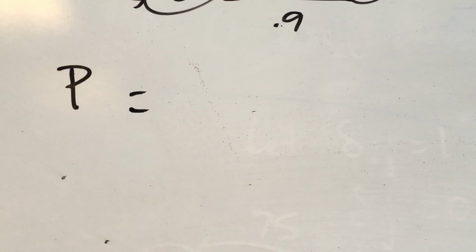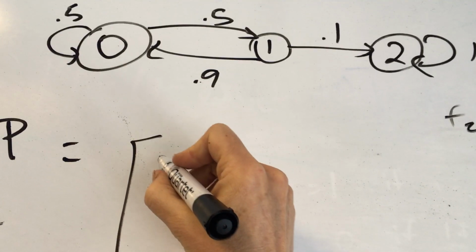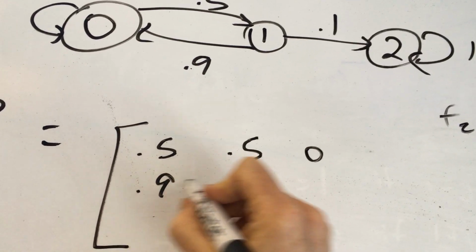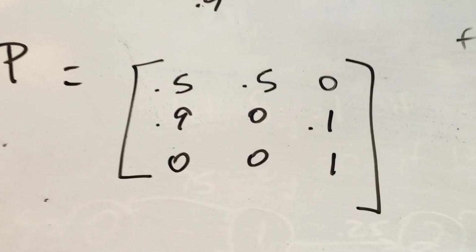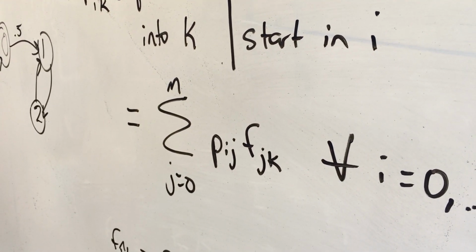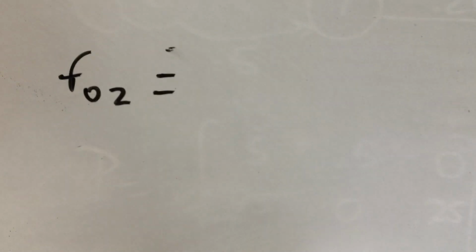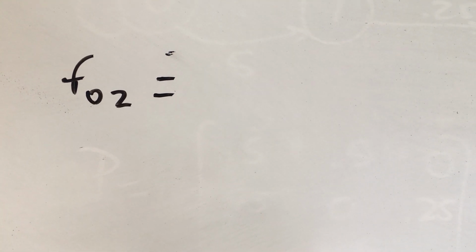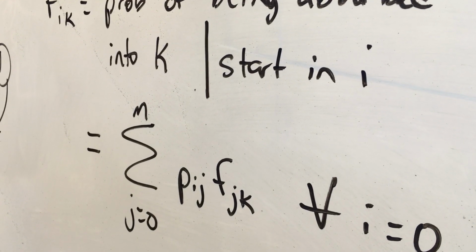Now, transition matrix. We're just going to read it off like we always do. So we got 0 to 0 is 0.5, 0 to 1 is 0.5, 0 to 2 is 0. 1 to 0 is 0.9, 1 to 1 is 0, and 1 to 2 is 0.1. Then 0, 0, 1. Okay, so there's our transition matrix. So we've got part of this, F_iK equals that summation. So let's start off with F02, the probability of being absorbed into state 2 given that we started in state 0. So we want the transition probability of going from 0 to 2.